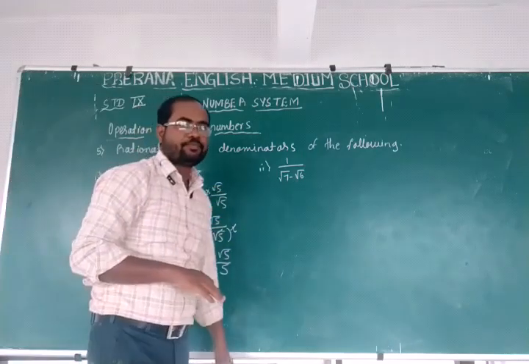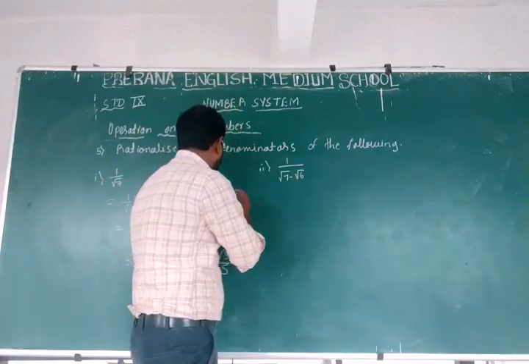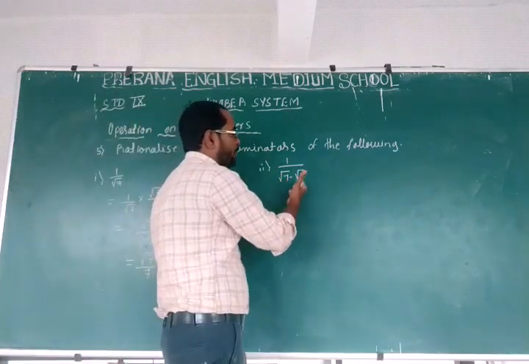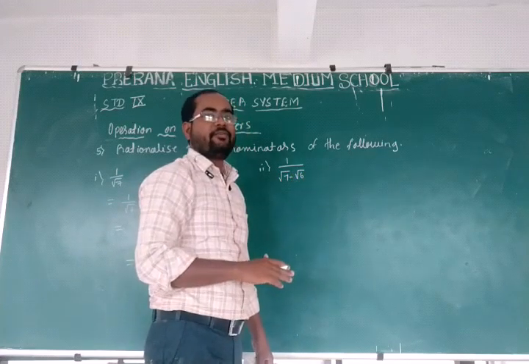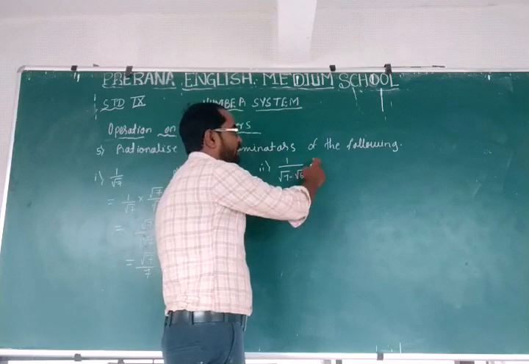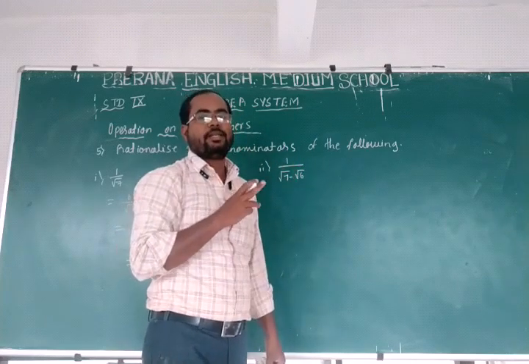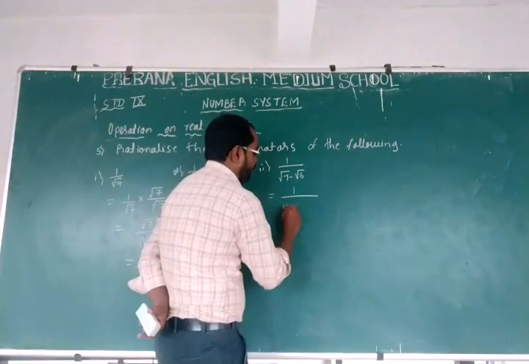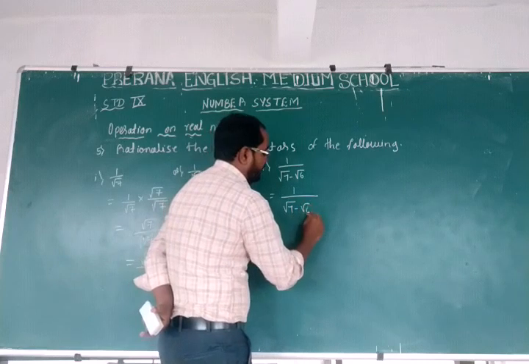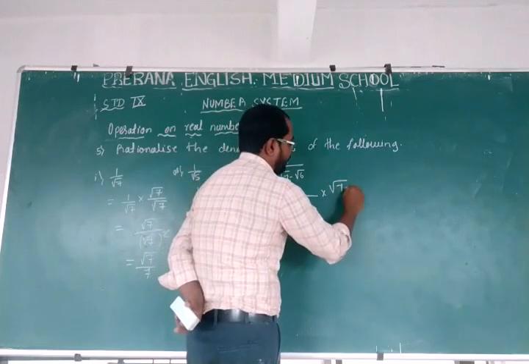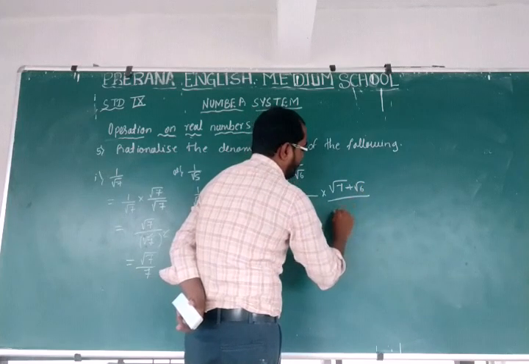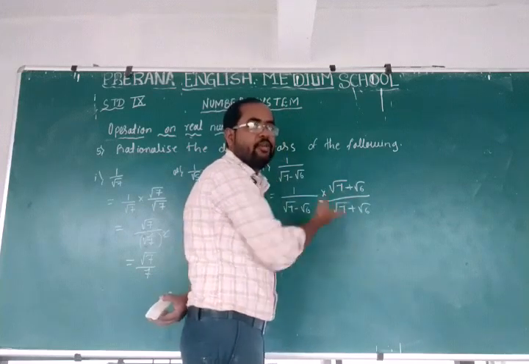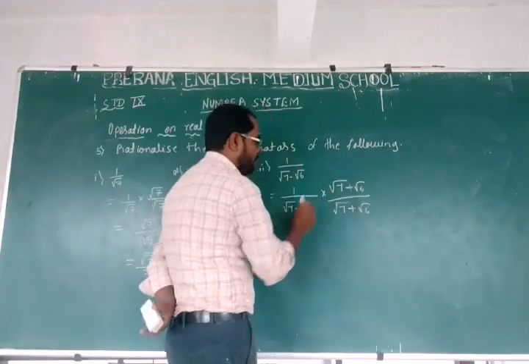We will solve the next one. Here what will be the rationalizing factor? Before there was only one term in the denominator, that is root 5. Here there are two terms, root 7 minus root 6. So if it is given minus, the rationalizing factor will become plus. If it is given plus, the rationalizing factor will be minus. For example, 1 by root 7 minus root 6, the rationalizing factor will be root 7 plus root 6. You multiply both to the numerator and denominator. That is, the opposite sign of the denominator you write in the numerator and denominator. That is nothing but the rationalizing factor.